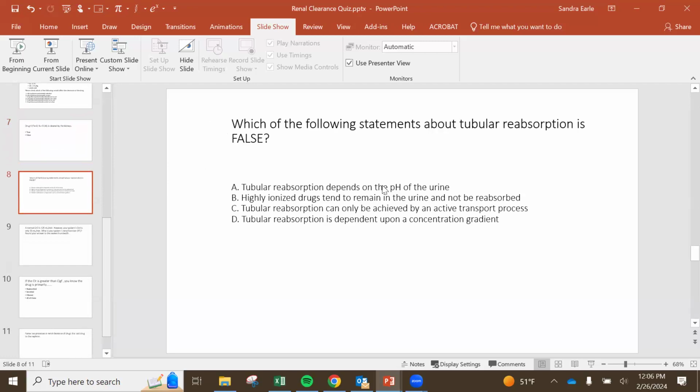Okay, next one. Which of the following statements about tubular reabsorption is false? This is a tricky one. It's probably not a good way to ask the question, so I apologize. But let's think about this. So we're looking at tubular reabsorption.